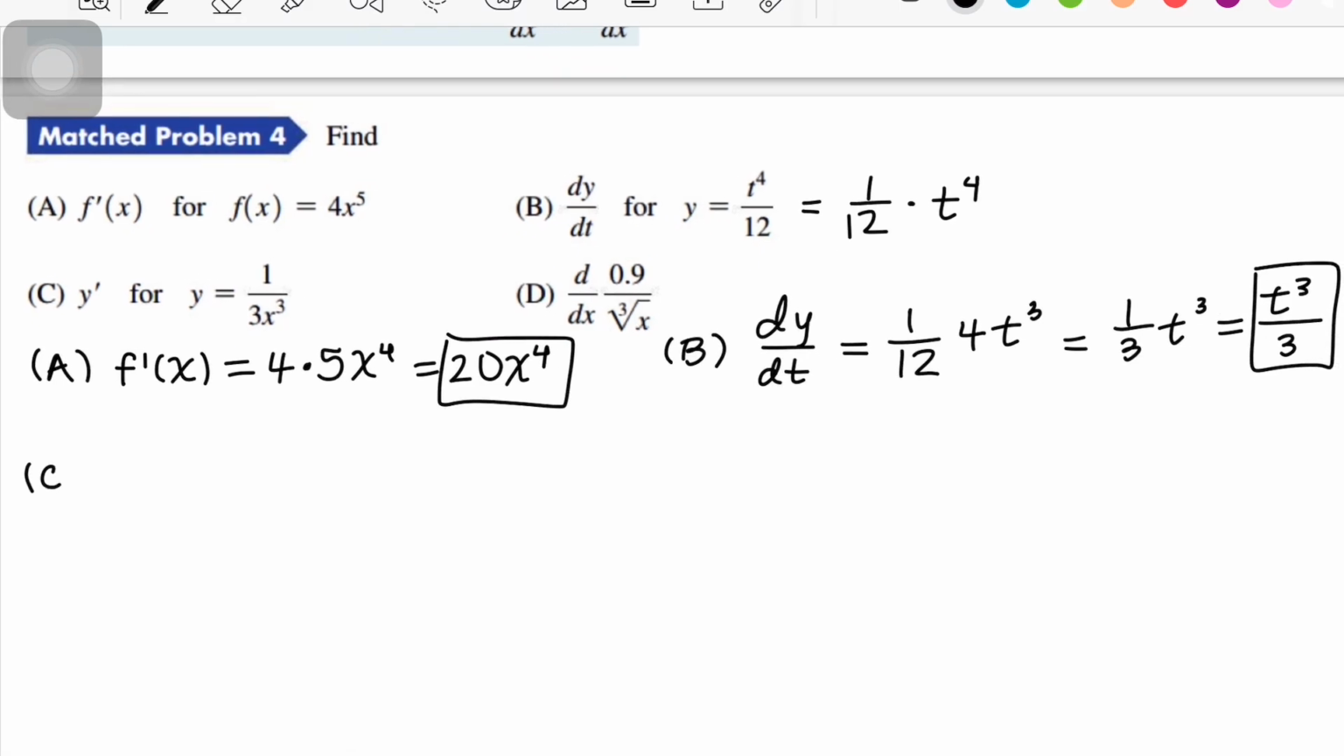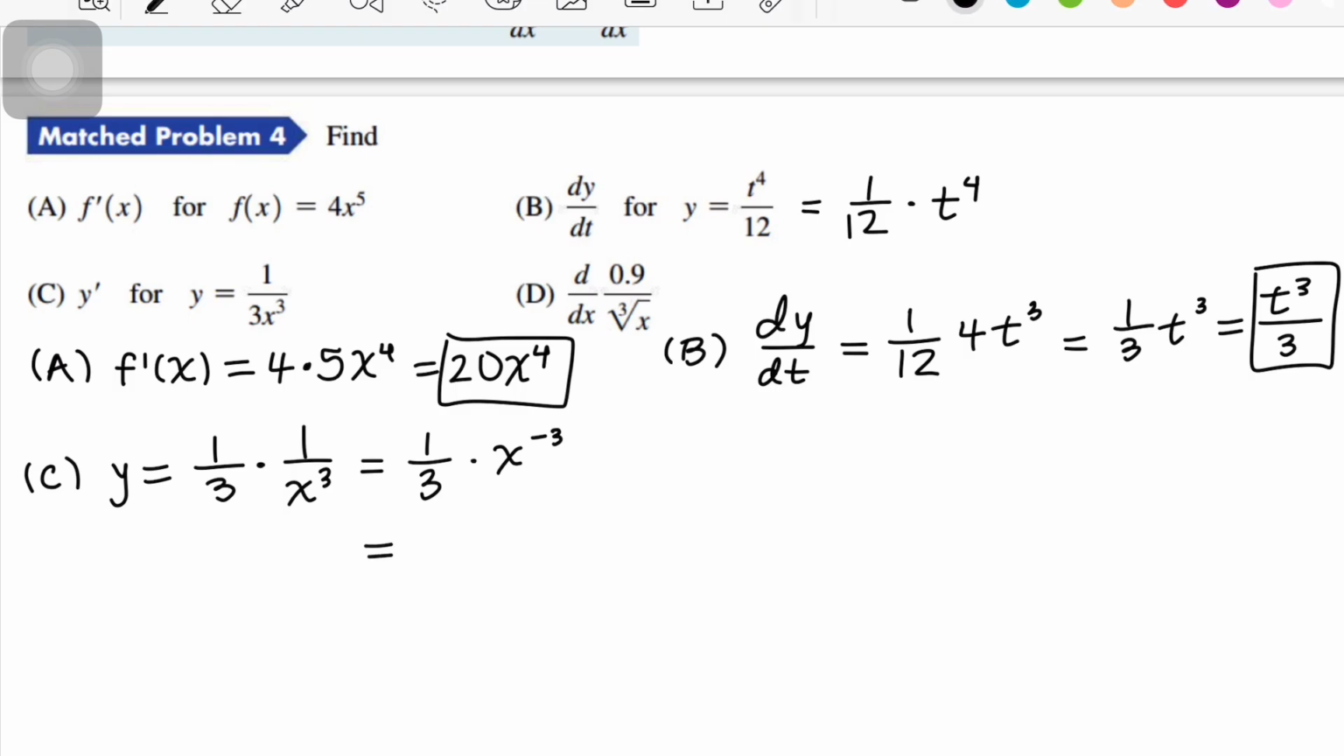All right, looking at example C here, we have y is equal to 1 over 3 times x cubed. So I'm going to rewrite this one as well in the same sense. We have 1 over 3 times 1 over x cubed, and then using our exponent rules, this is the same thing as x to the power -3. So we're bringing this up here into the numerator by changing the sign of our exponent.